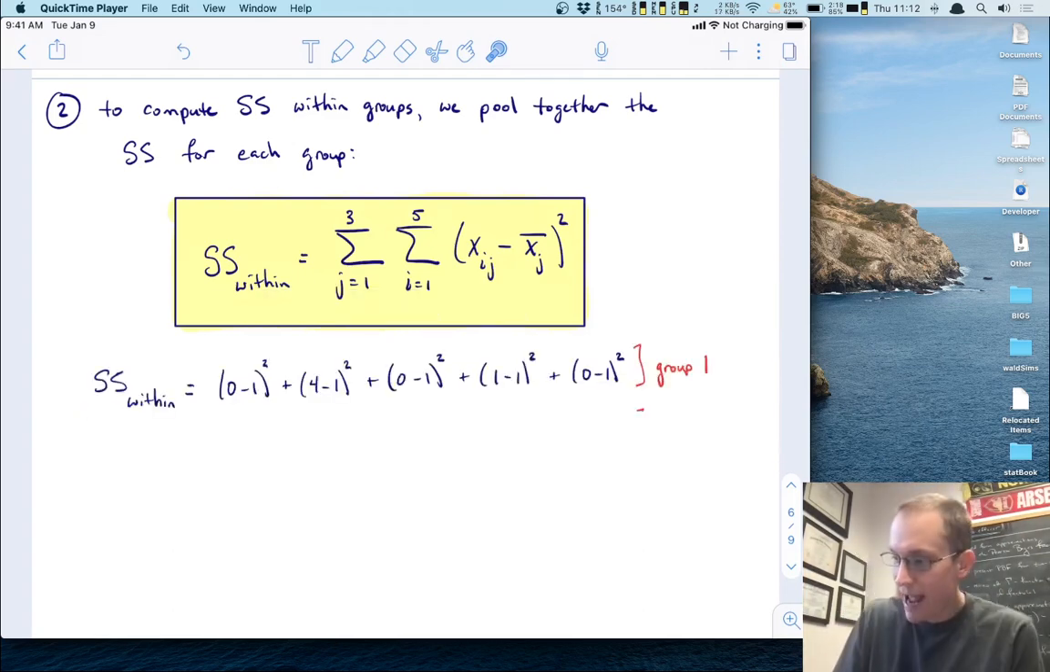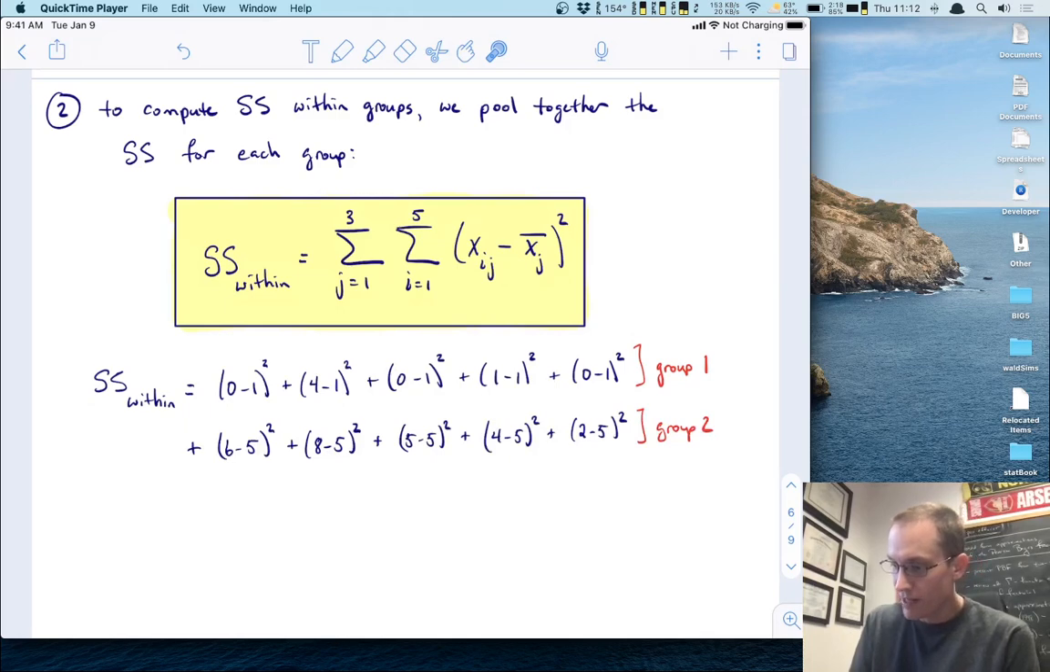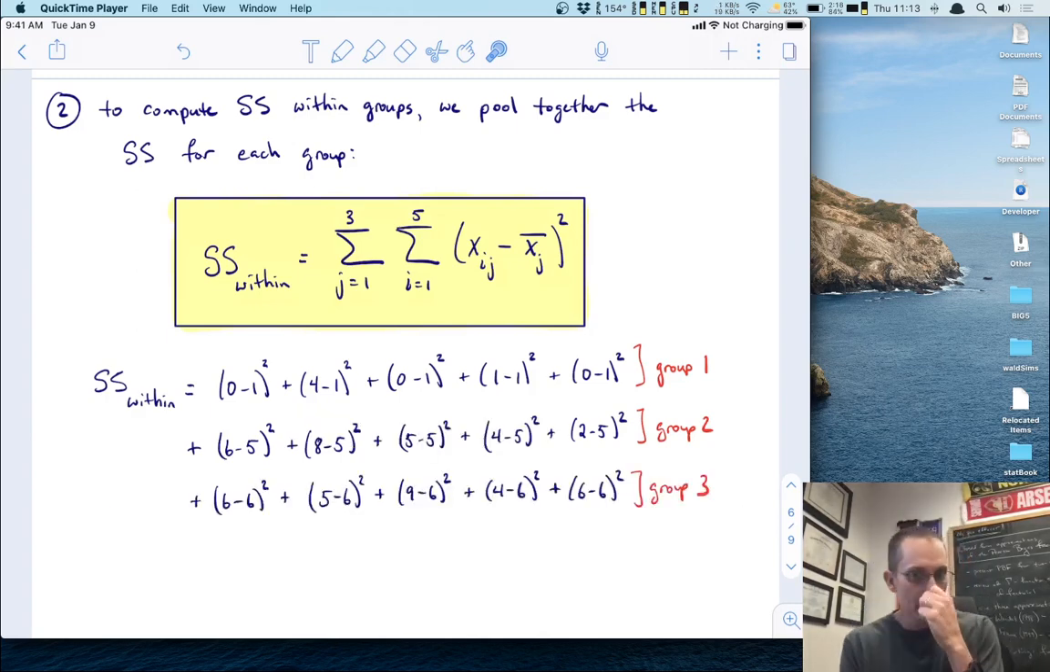So the first level, we're going to add up all the group 1 deviations. So we take each of the data points in group 1. Those were 0, 4, 0, 1, and 0 respectively. And we're going to subtract 1 from each of those, the group mean. Okay? And then we do the same thing for group 2. Those data points were 6, 8, 5, 4, and 2. But this time we're going to subtract 5 from each one. And then finally we take the group 3 data, and we subtract that mean, which was 6 each time. So I misspoke a little bit earlier there, 1, 5, and 6.